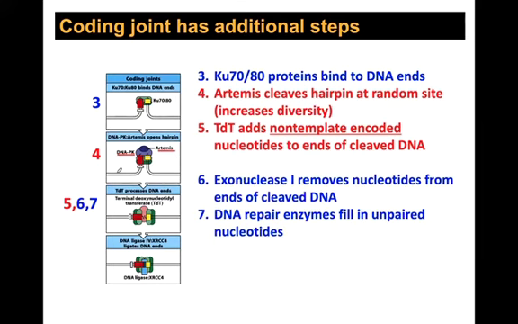Now, obviously, if you're adding nucleotides, sometimes you're going to add too much. And so exonuclease 1 comes back and trims back some of the ends that TdT has generated. But essentially what you end up with is some complementary sequences. DNA repair enzymes come and fill those nucleotides, and then DNA ligase seals the coding joint.